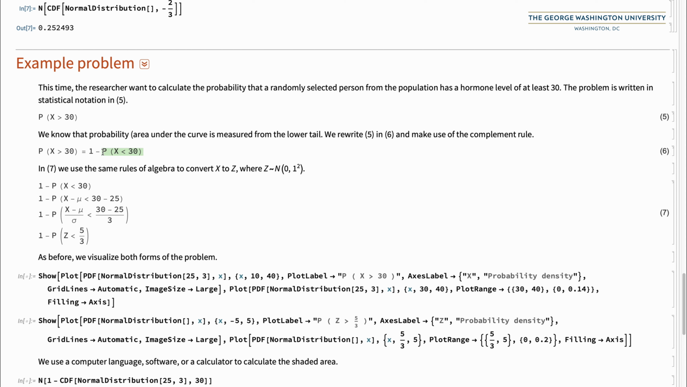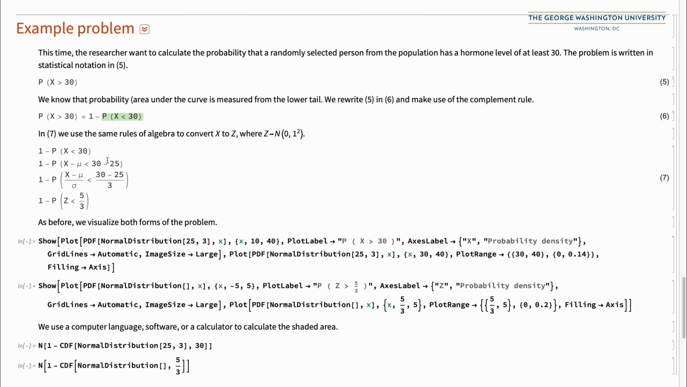We're always working from negative infinity up to a certain point. So less than 30 goes from negative infinity all the way up to 30. If I calculate that area under the curve and I subtract that from 1, I'm going to be left with the area under the curve from 30 towards positive infinity. And now I do exactly what I had before, because I want to convert to Z, and Z is described by the normal distribution with a mean of 0 and a standard deviation of 1, or variance of 1, and that is the standard normal distribution.